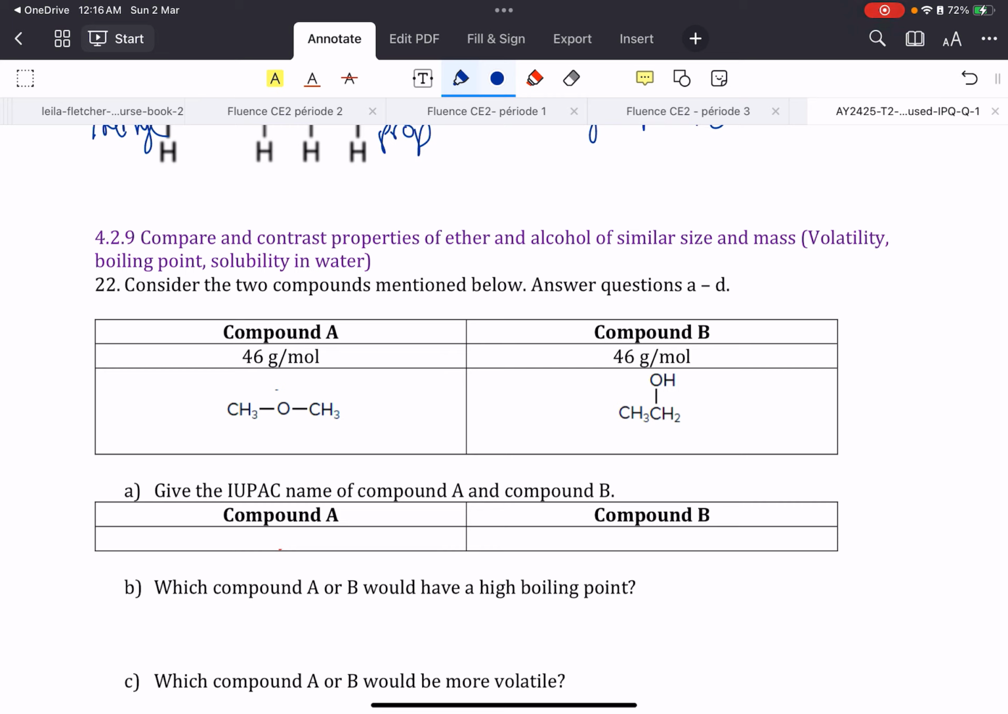Now, next question. Consider the two compounds mentioned below. Do not get confused if you get a molar mass. This is just unnecessary data, not needed, just to distract the students.